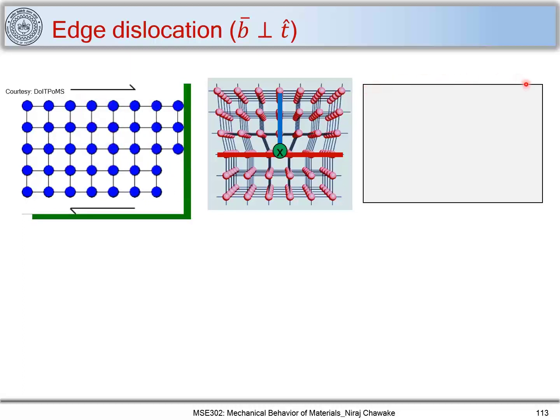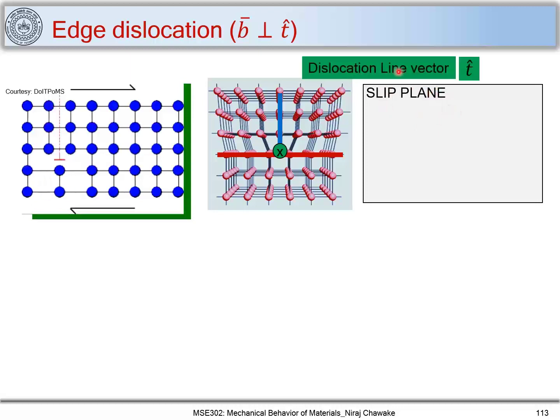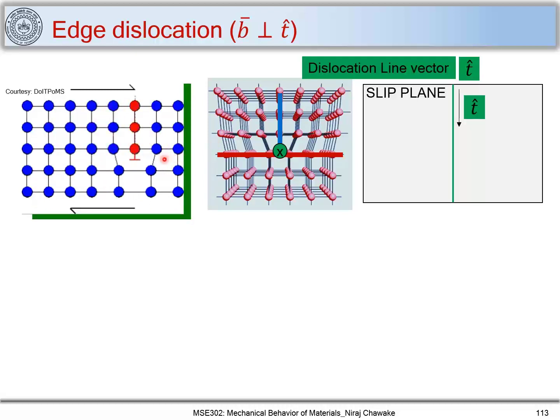So let me draw a schematic here. I am now looking from the top. How I will see that this is a slip plane, and let me mark the dislocation line vector now. So this is a dislocation line vector which is marked as a green cross, which is going into the screen. So this I am seeing as a dislocation line vector, and I have marked a direction also. Now if you look carefully in this cartoon, when the dislocation is moving, this Burgers vector is perpendicular to the dislocation line. So you can see that the Burgers vector is perpendicular to the dislocation line.